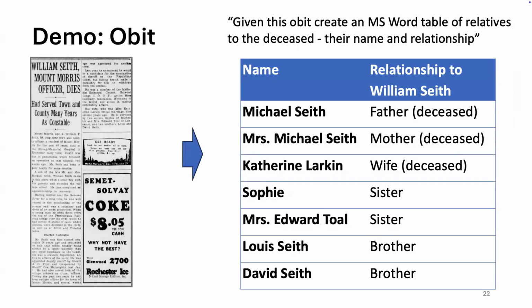I have a lot of these examples, by the way. So this is an obit from Mount Morris, New York. And you can see it's a clipping from newspapers.com or whatever. And it's got the obit written up. And I just gave it to ChatGPT and I said, create a Microsoft Word table of relatives to the deceased, their name and relationship. So all of these people are mentioned in that obit, and this is their relationship.